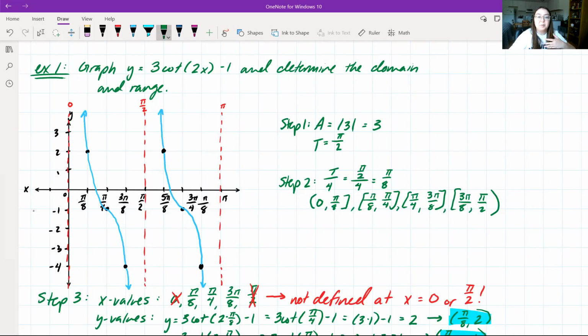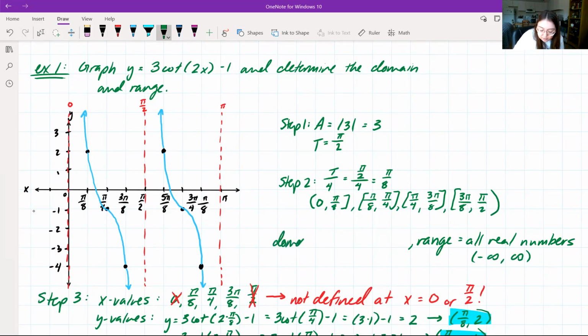So all right, we've completed our 4 steps. Now the last thing I want to do is determine the domain and the range. As we went over, all tangent functions have a range of negative infinity to infinity, or all real numbers. So we can go ahead and write that in. Our range is all real numbers. Another way we can signify all real numbers is by just writing negative infinity to infinity, if you don't want to write out all real numbers.